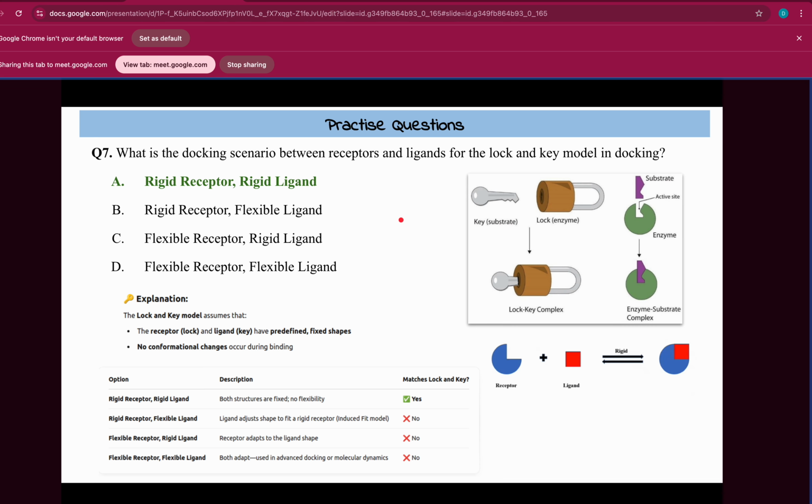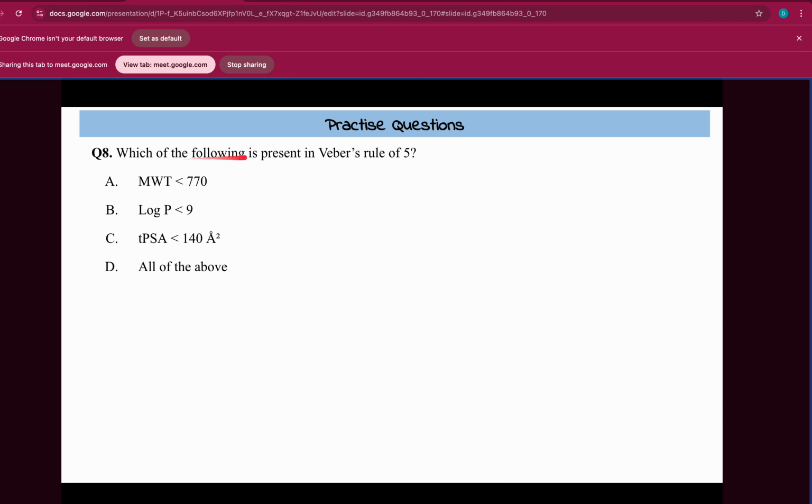Okay, now let's move to our next question. So next question is, which of the following is present in Weber's rule of 5? Option A molecular weight less than 770, option B log P less than 9, option C is topological PSA is less than 140 angstrom square, and option D is all of the above.